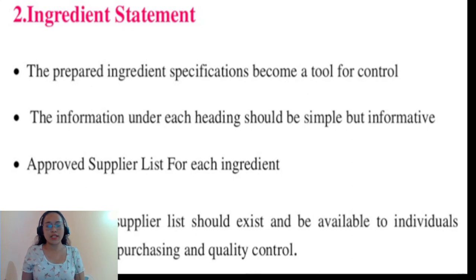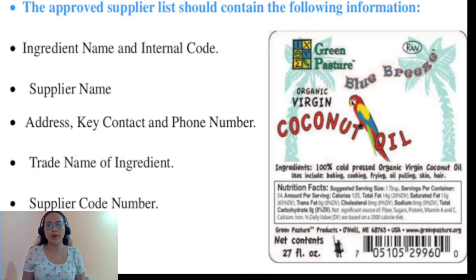Approved supplier list for each ingredient. An approved supplier list should exist and be available to individuals responsible for purchasing and quality control. The approved supplier list should contain the following information. Like you can see in the right picture, there is an ingredient name and internal code, a supplier name, address, key contact, and phone number, and the trade name of the ingredient and supplier code number.